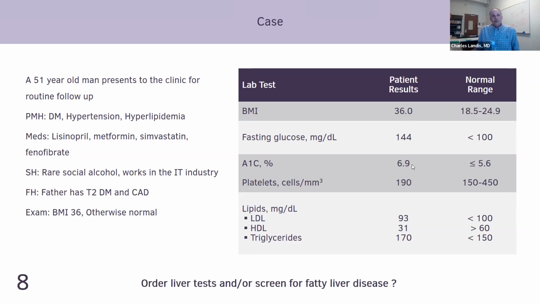He could probably have a little better control of his diabetes, but otherwise he seems to have it relatively well controlled. So I think the question is whether or not you would screen this patient for fatty liver disease. I think certainly I would. What would you do to do that? Would you just simply order some liver tests? That's what most people do. Or would you order an ultrasound to check for steatosis? Hopefully I'll answer that question. But I would say that the answer to that question is both would be okay.